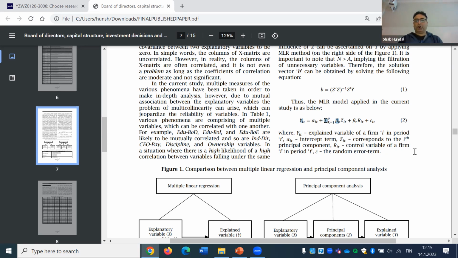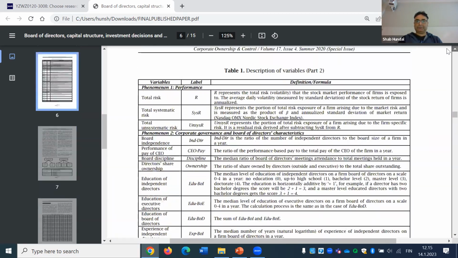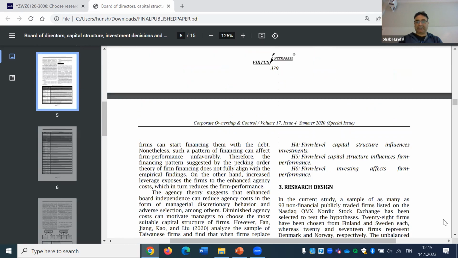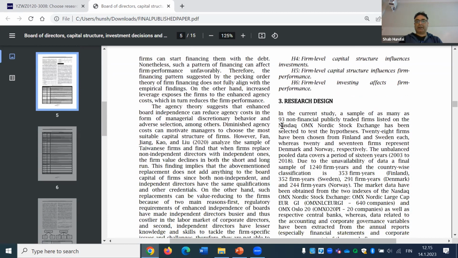But see, is this the only thing I'm writing in this chapter? No, I'm writing that in the current study, I took 93 non-financial companies. I picked some companies with certain backgrounds. I picked them from a certain source like the stock exchange, NASDAQ Helsinki Stock Exchange. I picked the data period from 2003 to 2018. This is not method, this is methodology.